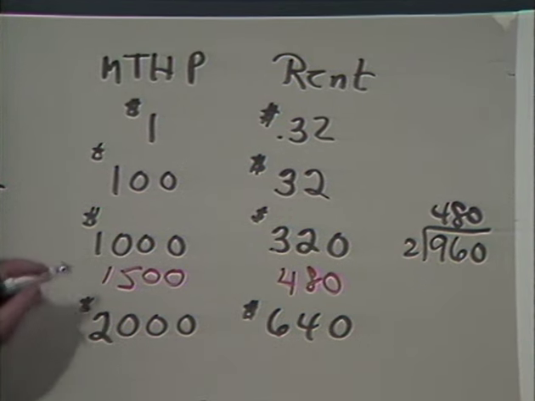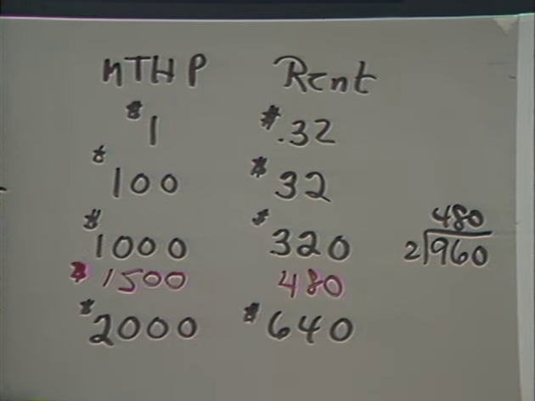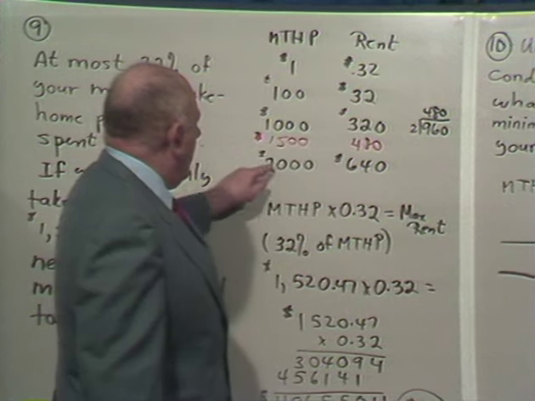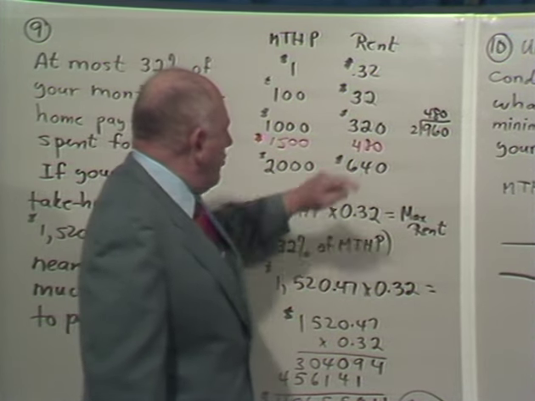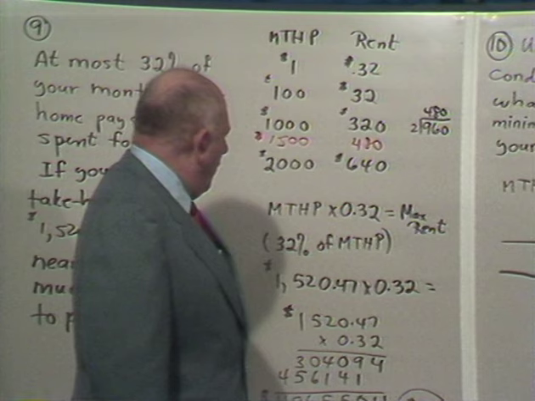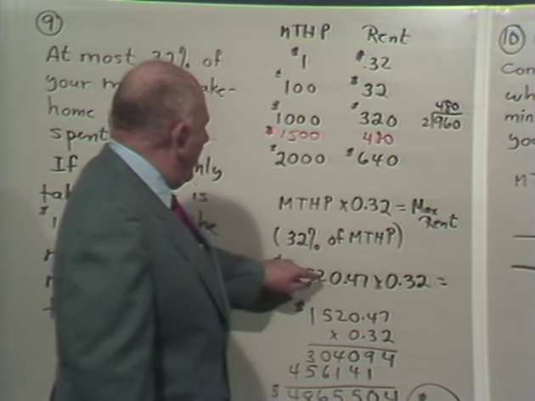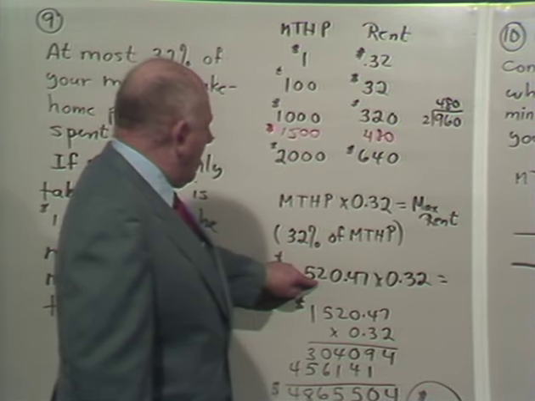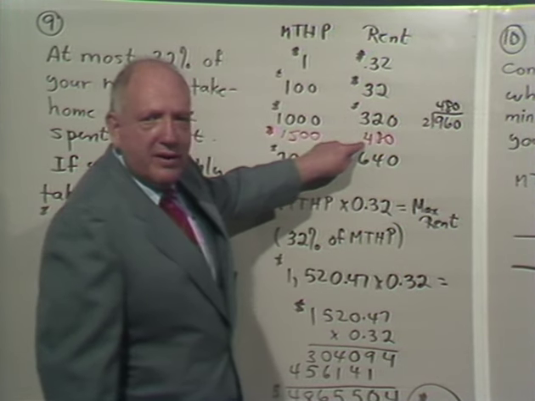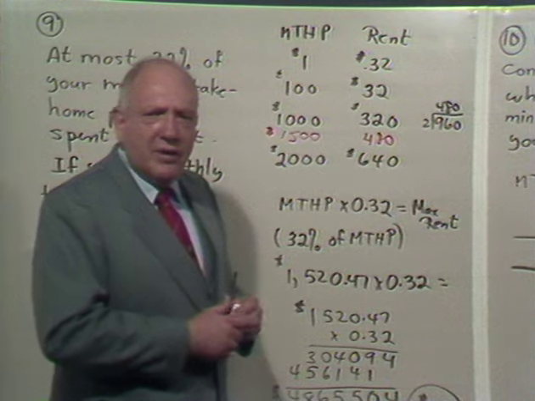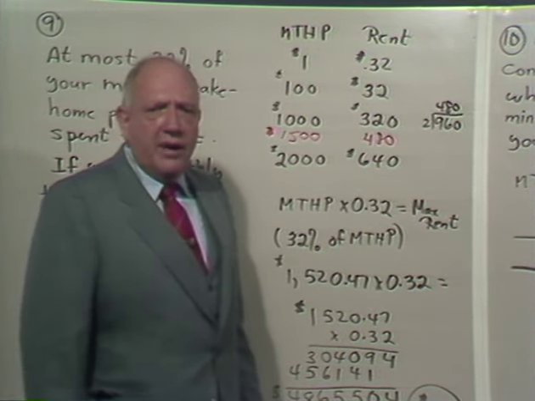So in other words, what this says is, if your monthly take-home pay was $1,000, you could afford to pay $320 a month for rent. If it was $1,500, you could afford to pay $480. If it was $2,000, you can afford to pay $640. By the way, what was your monthly take-home pay in this problem? $1,520. Isn't that just slightly more than this? Therefore, what should we expect the answer to be? Before we even start fooling around with this, we know that the most we can afford to pay is a little bit more than $480.